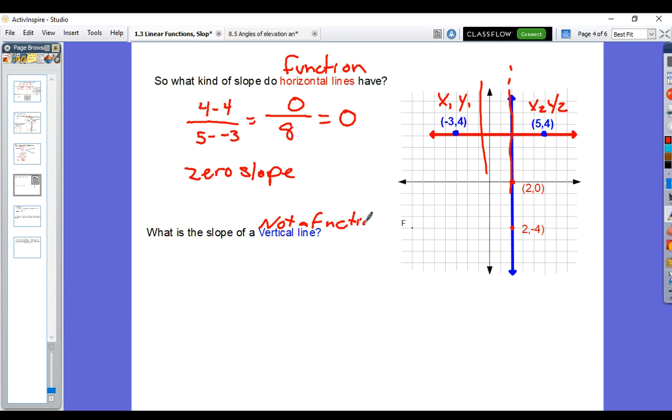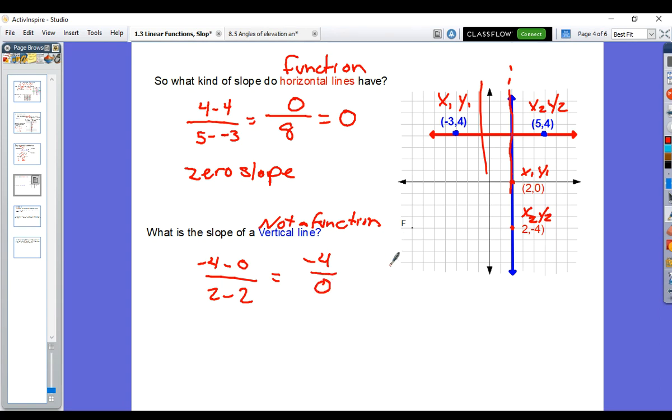And my ink's running out, I think. But let's go and find the slope. What kind of slope does that vertical line have? Well, let's check that out. Here's my x1, y1, x2, y2. Let's try those out. So we'll say y2, -4, minus y1, 0, over x2 minus x1. Numerator, we get -4. Denominator, we get 0.